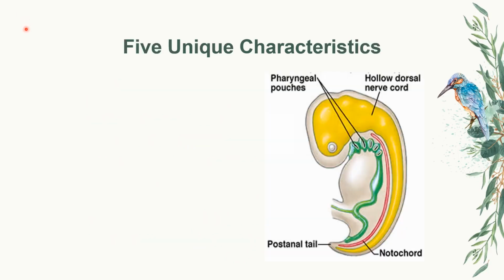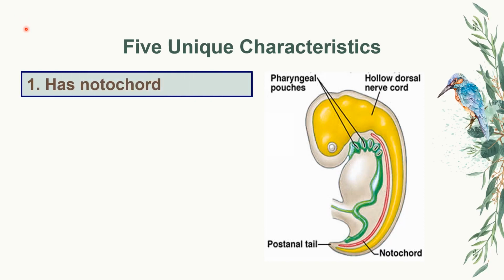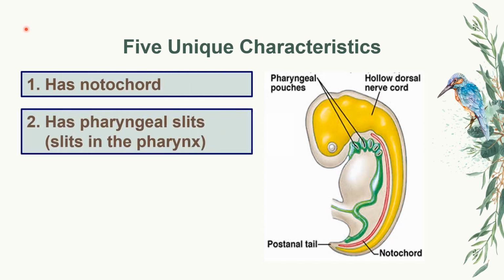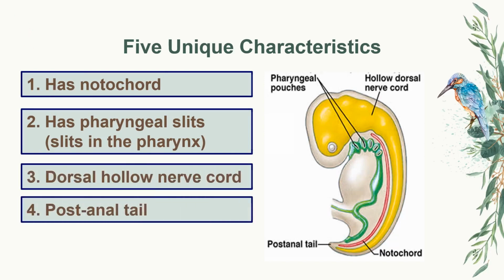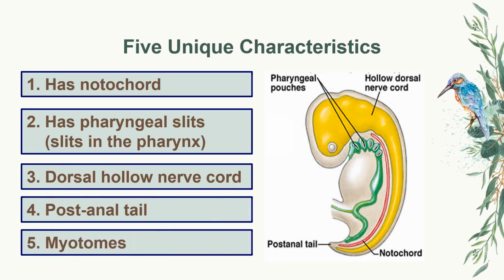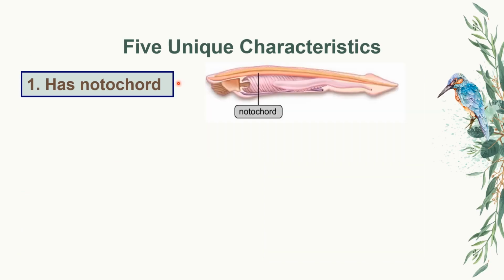So, chordates have 5 unique characteristics. The first one is that they have a notochord, then pharyngeal slits or slits in the pharynx, a dorsal hollow nerve cord, a post-anal tail, and myotomes. So the first one, the notochord, is a dorsal longitudinal rod here.